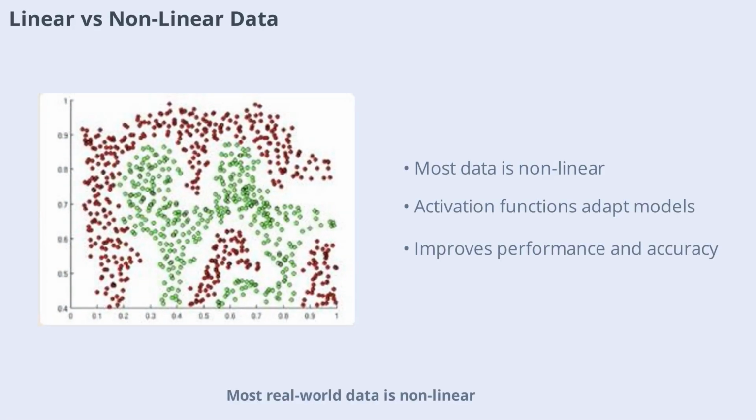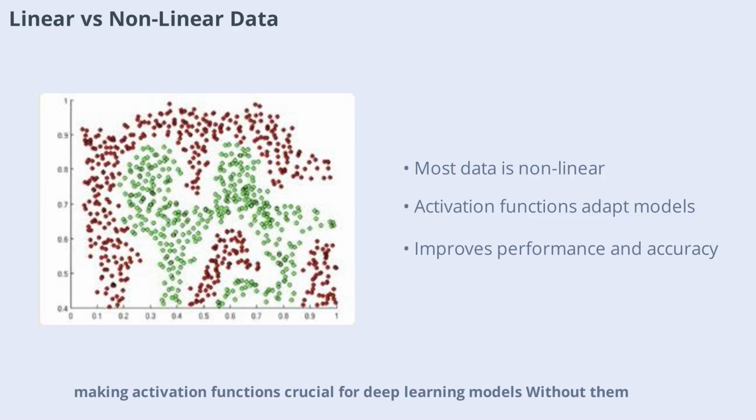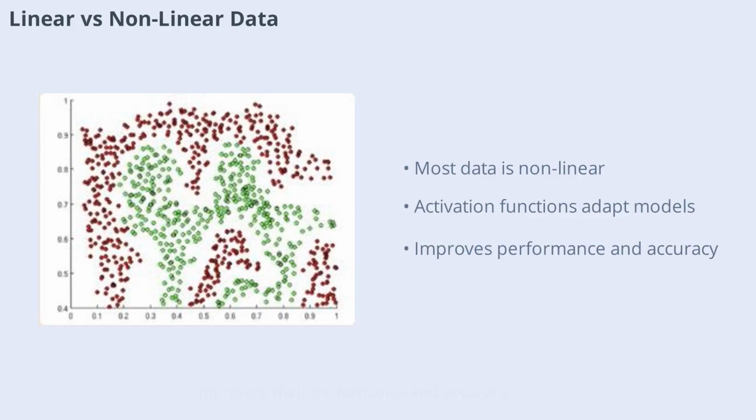Most real-world data is nonlinear, making activation functions crucial for deep learning models. Without them, networks would only recognize simple linear patterns like straight lines in regression. Activation functions enable models to adapt to complex data distributions, improving their performance and accuracy.